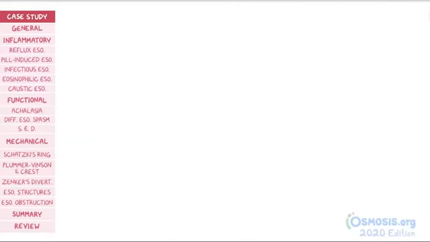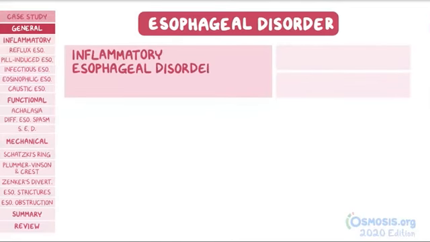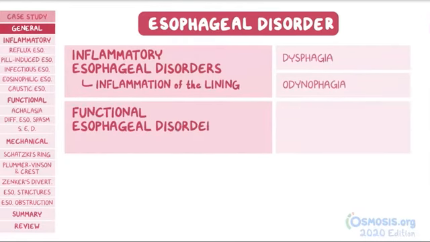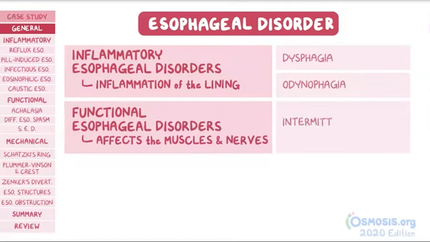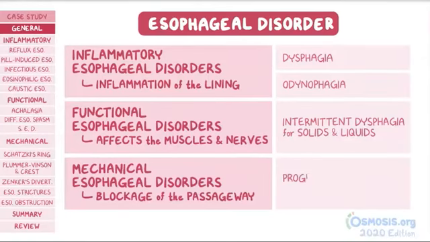Now, both Ravi and Frank have some form of esophageal disorder. Esophageal disorders can be subdivided into inflammatory esophageal disorders, or esophagitis, which are characterized by an inflammation of the esophageal lining along with dysphagia and odynophagia, functional esophageal disorders, which affect the muscles and nerves that control the motility of the esophagus and cause intermittent dysphagia for solids and liquids, and mechanical esophageal disorders, which are characterized by the blockage of the passageway, and they typically cause progressive dysphagia for solids.